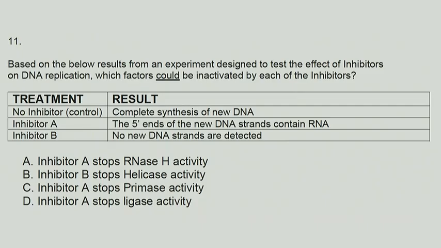We would have gotten an option if inhibitor B stops helicase and inhibitor B stops primase, because both lead to no new strand. You might have gotten that option. Both of them are consistent with the data. Yep.